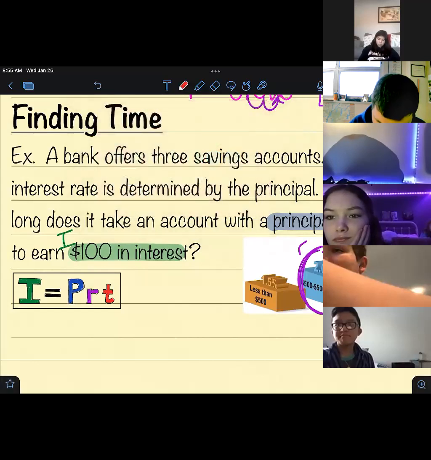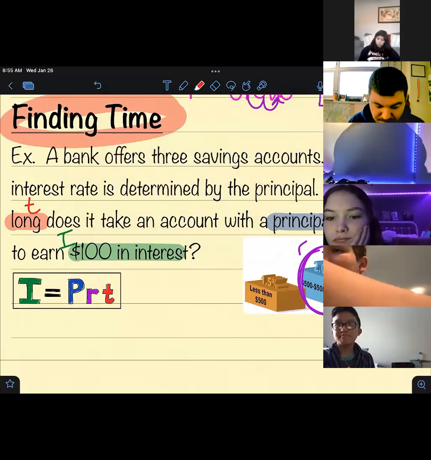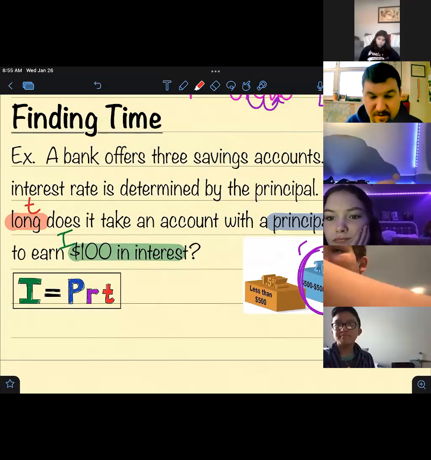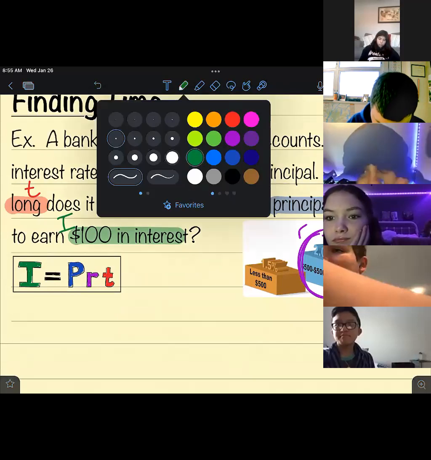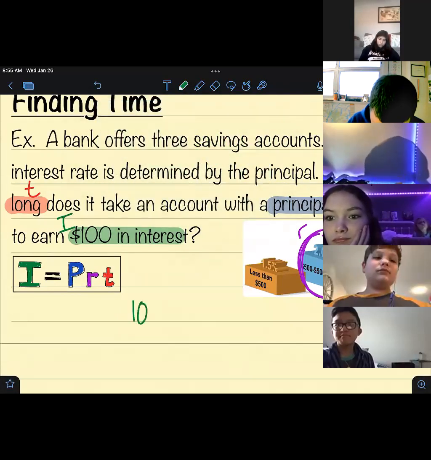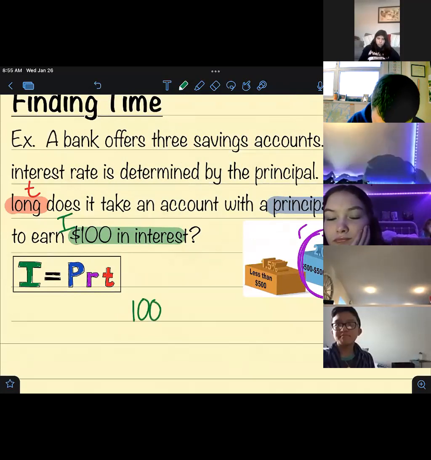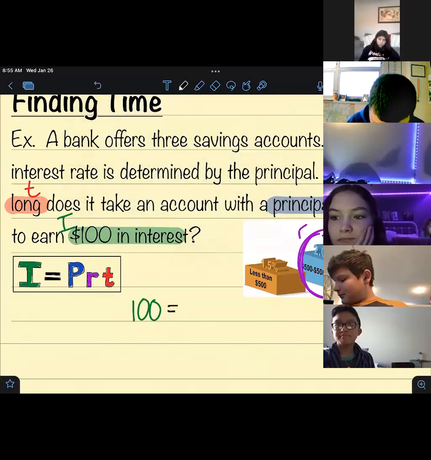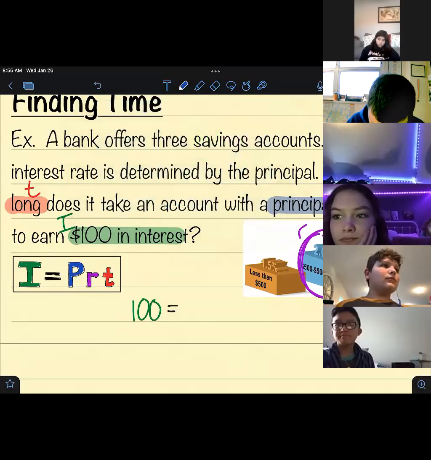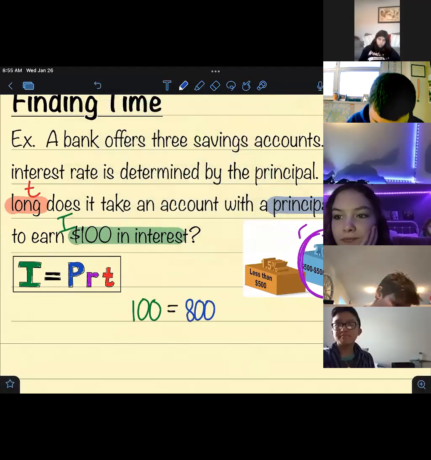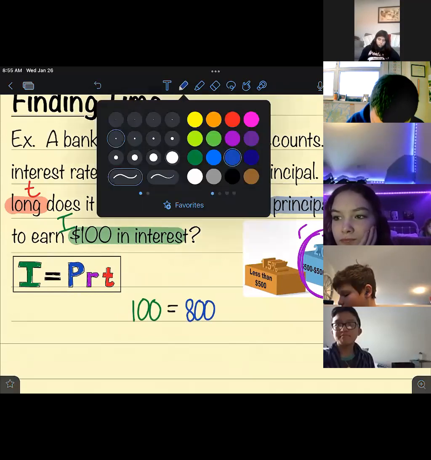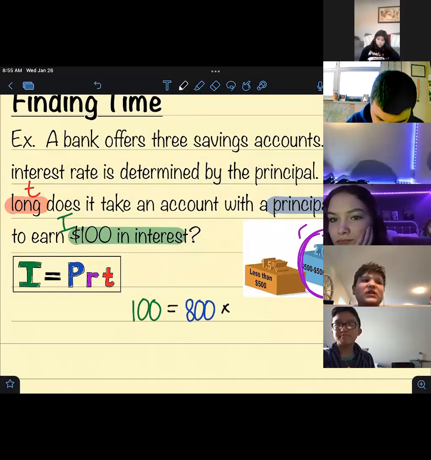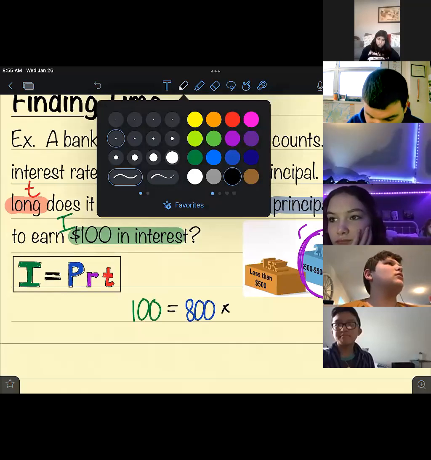So when it says how long, by the way, that's our time. And so we're not going to plug anything in for T, if that wasn't obvious by the header that says finding time right there. So I is $100 equals P, which is 800, times R, which is 2%.